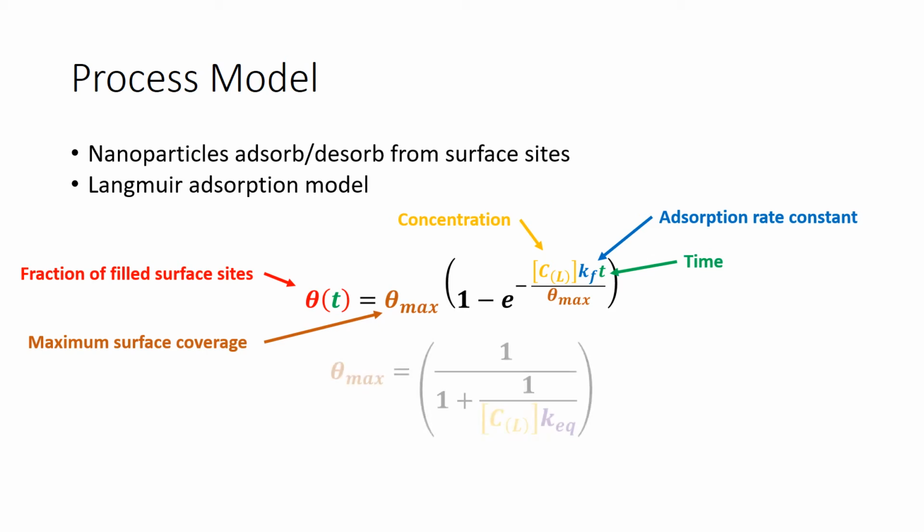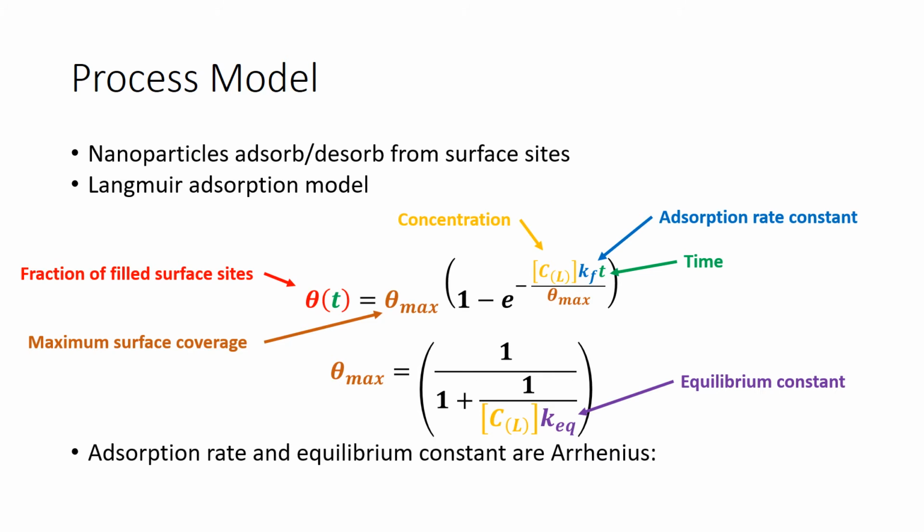Furthermore, the maximum surface coverage is given by the following relation, which is a function of concentration and the equilibrium constant. Both the adsorption rate constant and the equilibrium constant are approximated as Arrhenius, meaning they follow the following exponential relation to temperature.